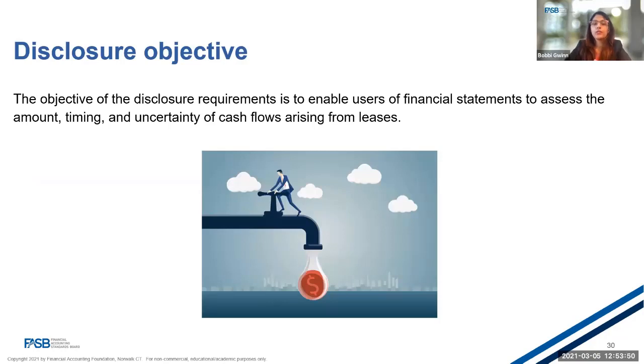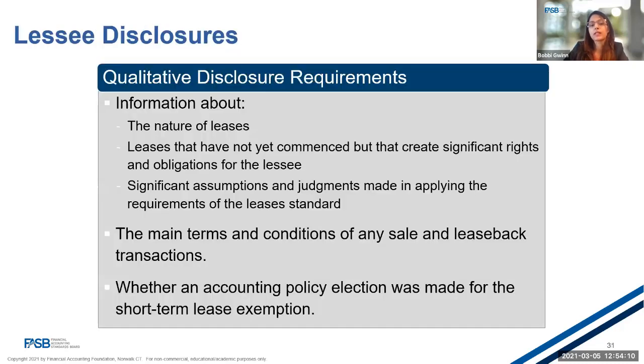Topic 842 includes a disclosure objective and certain specific qualitative and quantitative disclosure requirements. The objective of the disclosure requirement is to enable users to assess the amount, timing, and uncertainty of cash flows arising from leases. The board considered that including a disclosure objective allows an entity to understand the purpose of the disclosure requirements and the extent to which information about its leases should be disclosed.